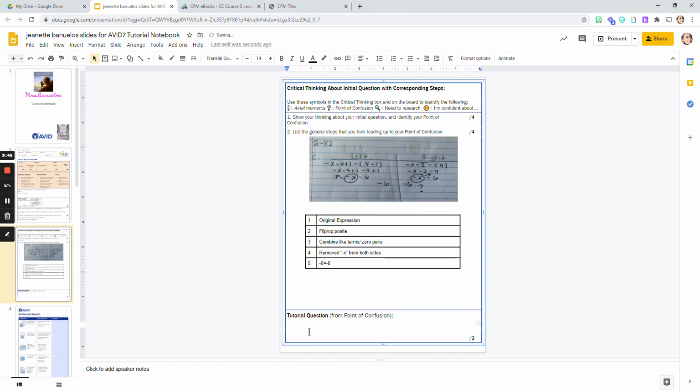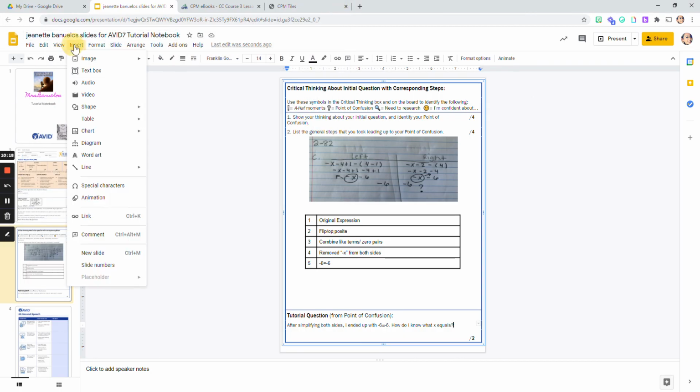So now I'm going to go ahead and write my tutorial question because that's the part of my confusion. And so I'm going to go ahead and write: After simplifying both sides, I ended up with -6 equals -6. How do I know what x equals? Okay. You can also get a little fancy and come and insert a question mark if you like.